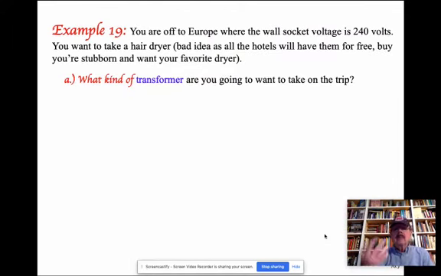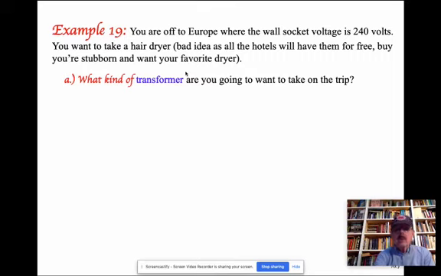So how might you run into a problem, or what kind of problem might you run into? You go off to Europe, say you go to France, and the wall sockets there are 220 volts or 240 volts. And you take your favorite hair dryer or razor or whatever, and it requires 120 volts. And so you would have to go someplace and buy a converter. And basically, what the converter would be is a transformer.